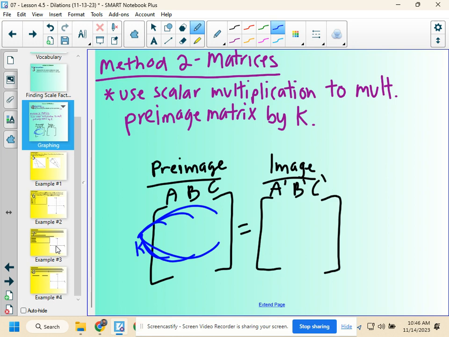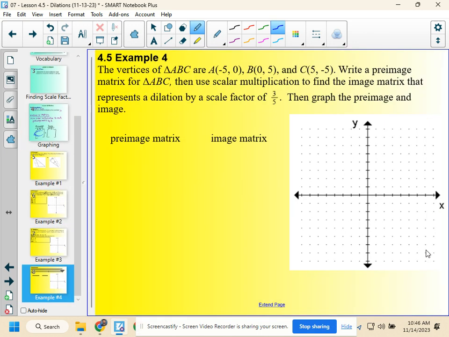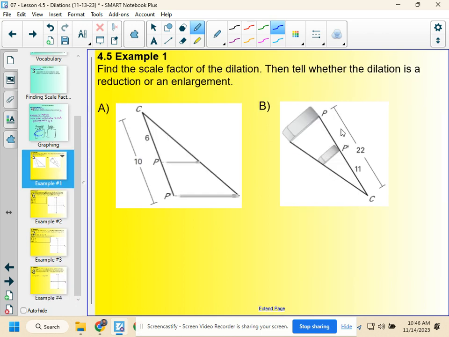So let's do a couple. Everything else, examples 2, 3, and 4, you can kind of see it's graph, fill out the box, graph, fill out the box, graph. Make sure you have your matrices where they're supposed to be. The one that's kind of different than what we've seen is this first example. So make sure you check this one out here.